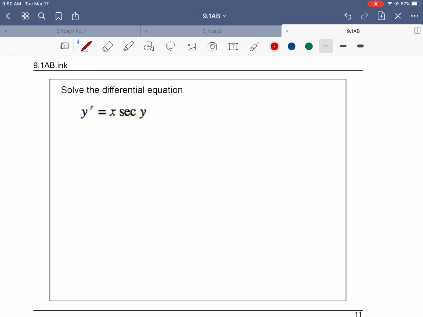Okay, so let's look at a couple more. Okay, in this example, it starts off as y prime equals x times secant y. Always rewrite y primes as dy over dx. Remember, they're equivalent. It's just a different way of notating it. Okay, we need to be able to separate that y prime concept.